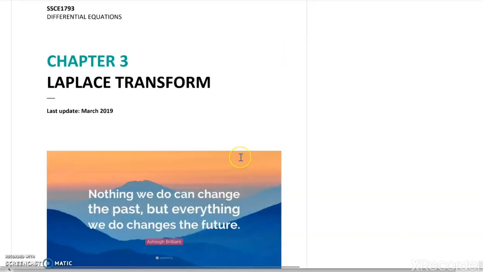All right, so Laplace transform is one of the topics that many students find quite difficult to follow. In fact, from the analysis of the final exam, this is the topic where most of the students were losing marks.